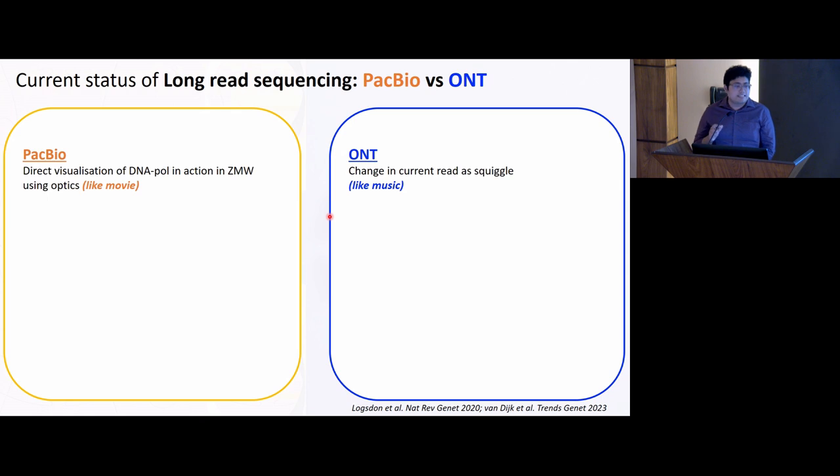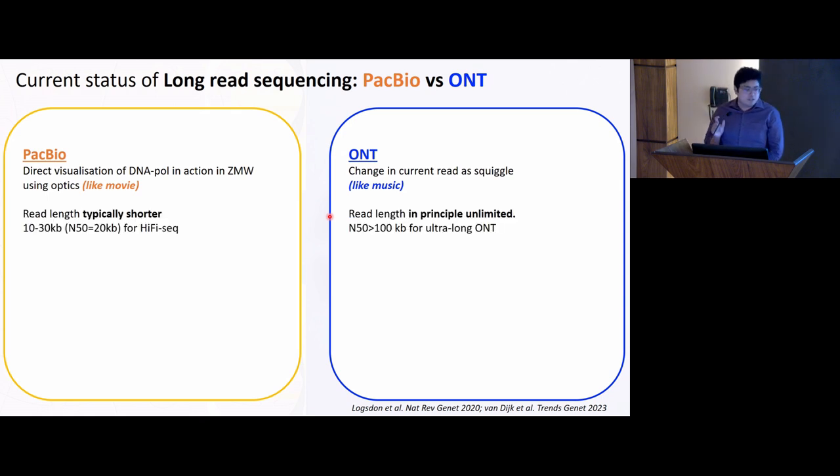Oxford Nanopore detects changes in current, which is read as a squiggle, like music. The read length is typically shorter for PacBio. As we have discussed, there is a compromise, a trade-off between read length and accuracy. The lower the read length, the more accuracy will increase with HiFi reads, whereas Oxford Nanopore read lengths are principally unlimited.